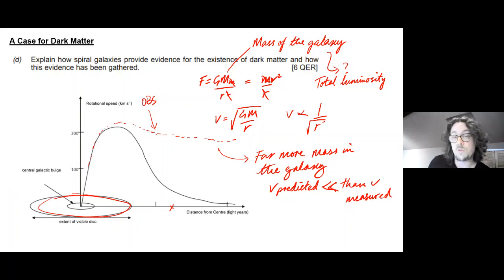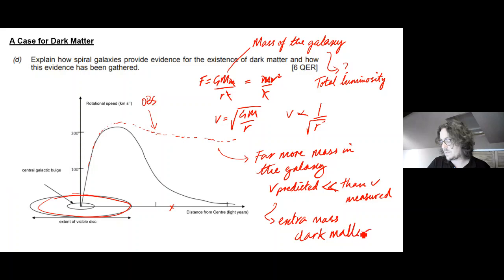So what is responsible for this extra mass? Well, the extra mass, which is causing this, if you like, greater gravitational pull, which is causing this higher velocity, we call dark matter.